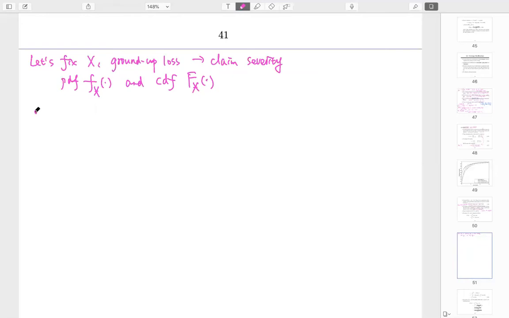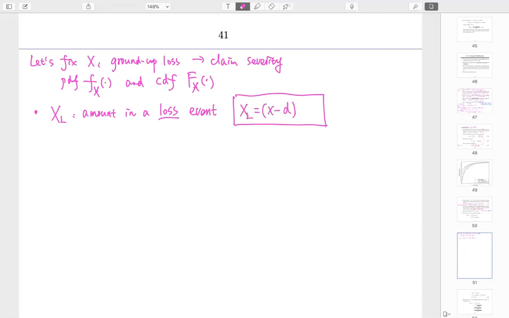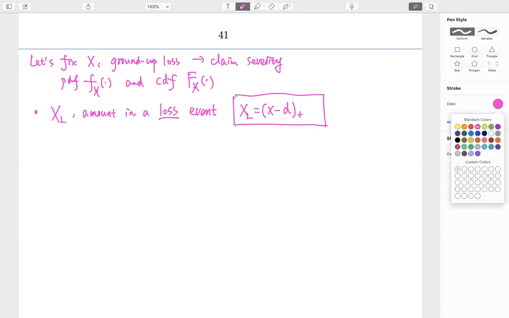Now we study the first one, which is the amount in a loss event. By definition, we know, let me put it in a box, XL equals X minus D, take the positive part, okay? So obviously there is something strange for this one. We often apply continuous distributions to model the claim severity X, but even if we apply a continuous distribution, XL is not continuous. It has a singular point. It may be 0, right? So what is the probability for this part?